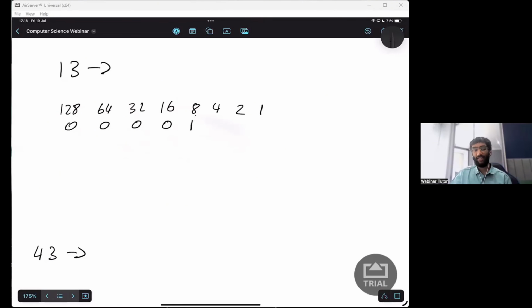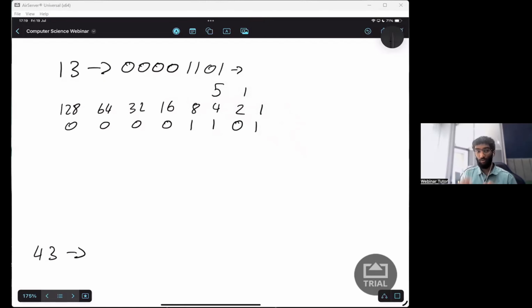And then we do 13 take away 8, which is just 5. And you write the remainder, which is 5, up here. And then we do how many times 4 fits into 5? Exactly once. So we do 5 take away 4, which is just 1. And we've got 1 remaining. 2 does not fit into 1, so we write 0 there. 1 does fit into 1 and has no remainder. So 1 there. So the final answer would be 0, 0, 0, 0, 1, 1, 0, 1.